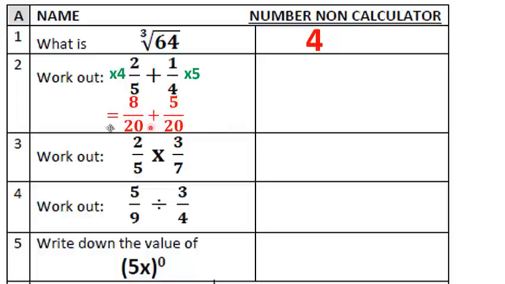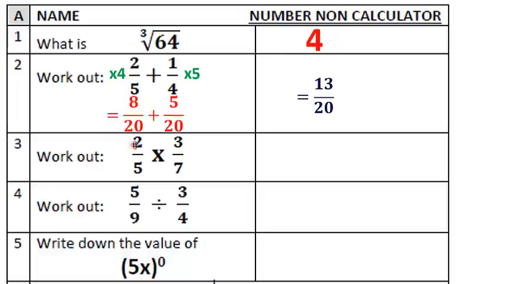Once both the denominators are the same, I could simply add the fractions. 8 20ths plus 5 20ths, that's 13 20ths, and that's my answer. Make sure you're familiar with this. This is a popular type question, very likely to come up.